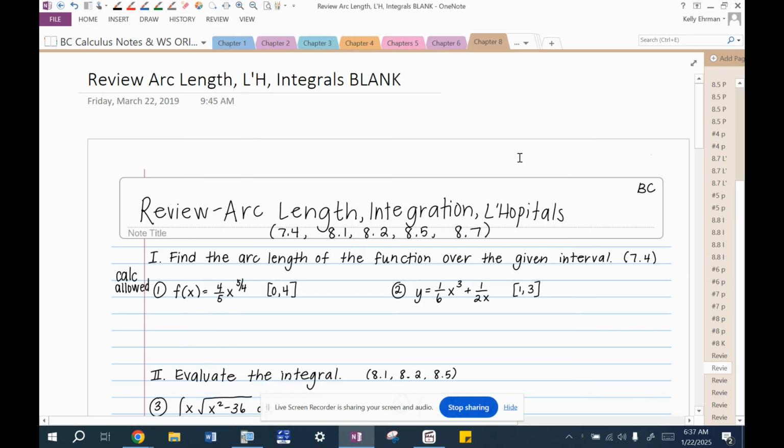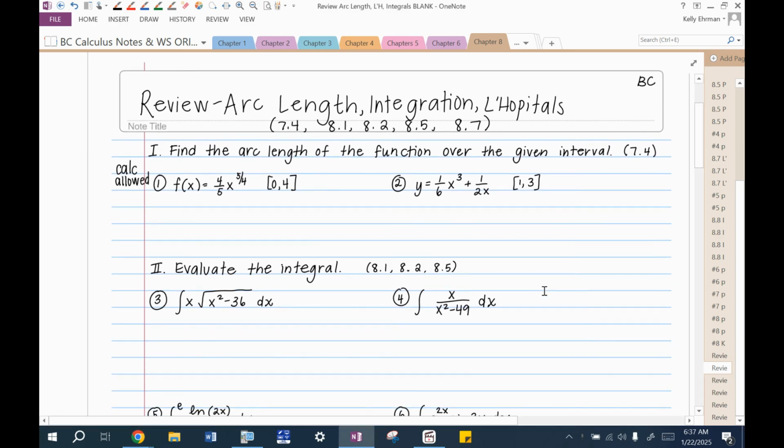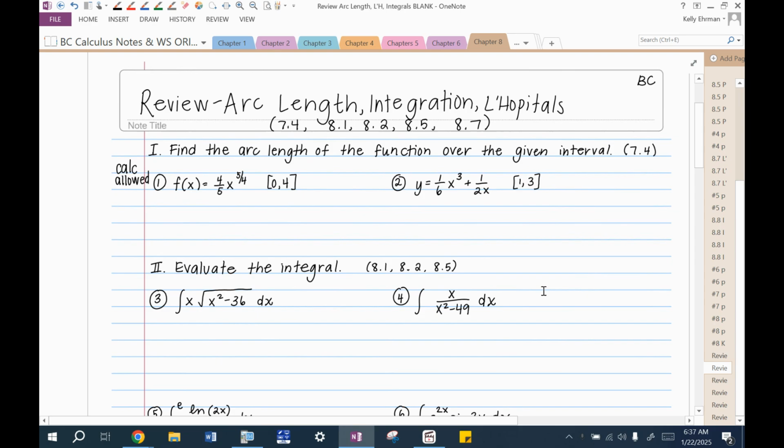All right, this review covers arc length and different integration techniques and also L'Hopital's rule. So the first part says find the arc length of the function over the given interval, and this is calculator allowed. So you need to memorize the arc length formula. There is arc length on both calculator and non-calculator. So if you want to practice non-calculator, go back to the assignment number 1 where we had plenty of that.